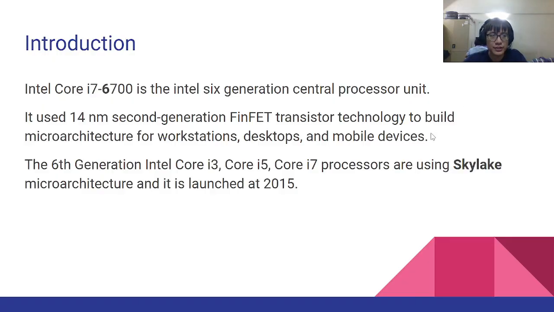The Intel Core i7 6700 is an Intel 6th generation central processing unit. It uses 14 nanometer, second generation FinFET transistor technology to build the microarchitecture. The 6th generation Intel Core i3, i5, and i7 processors use the Skylake microarchitecture, and it was launched in 2015.